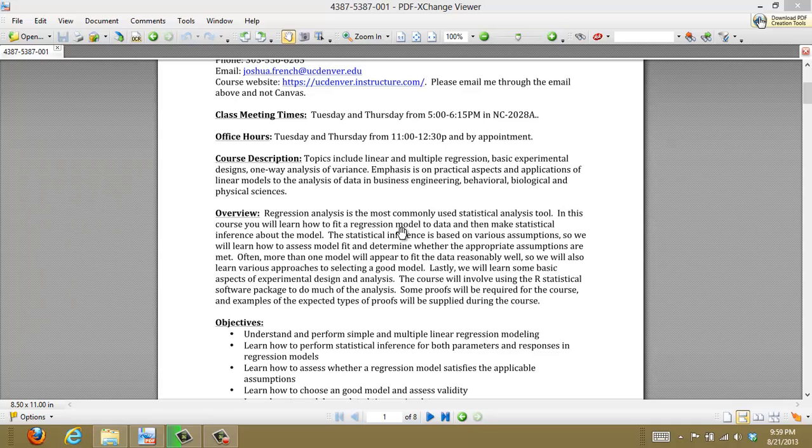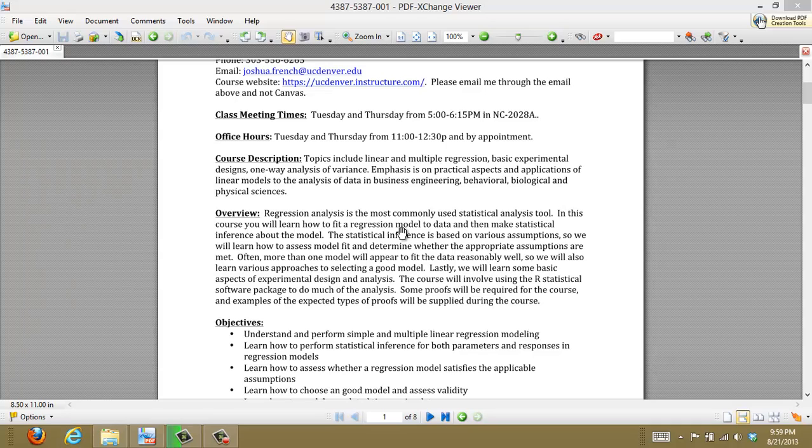Once you recognize that the data fits the model reasonably well, you need to learn how to select the best model. Oftentimes there's more than one model that will fit the data set reasonably well, and so we'll learn how to pick a good model. How do we compare models? How do we choose models? After we do that, we are going to learn some basic aspects of experimental design and analysis, and a key aspect of this course is going to be practical statistical data analysis using the R statistical software package.